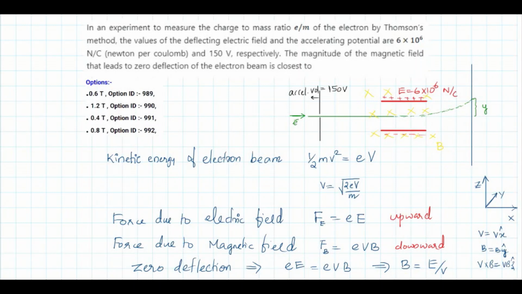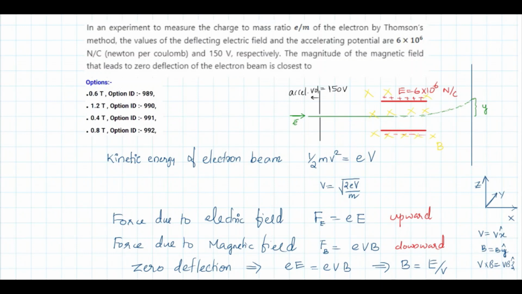The force due to the electric field is given by F_E equal to eE, and in this figure, the positive plate is above the electron beam and the negative plate is below the electron beam. So the electric field will be acting in the downward direction. Since the electron is negatively charged, the force will be acting in the upward direction. That will produce a deflection in the upward direction, say by an amount of Y.